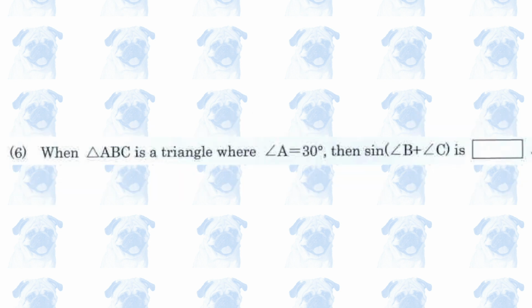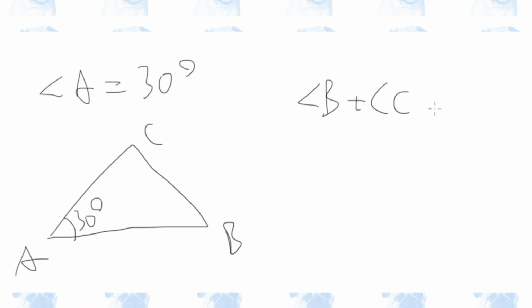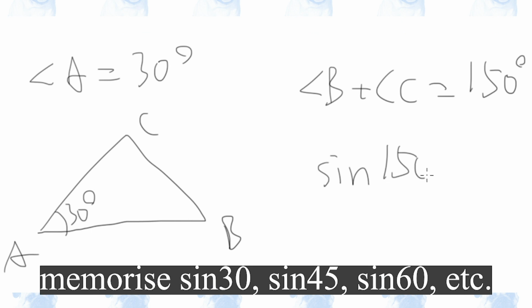Number 6. When ABC is a triangle where angle A is 30 degrees, then the sine of angle B plus angle C is blank. Okay, so this is what we know so far, and we're looking at a triangle like this. Based on the fact that angle A is 30 degrees, we know that angle B plus angle C must be equal to 150 degrees. So sine 150 degrees is 1/2.